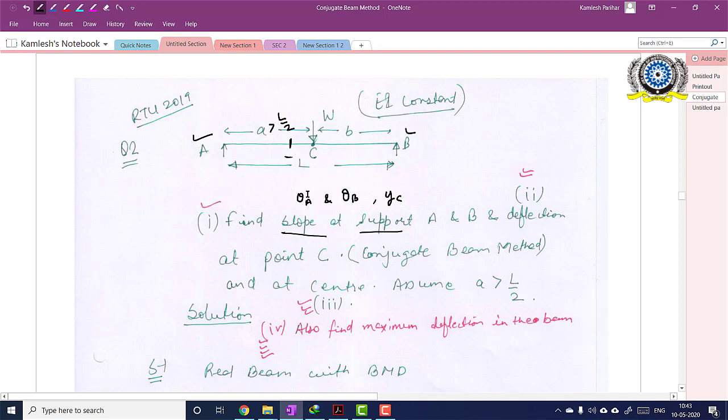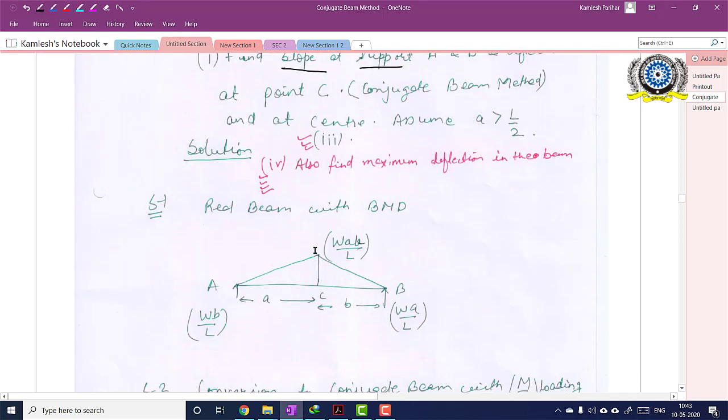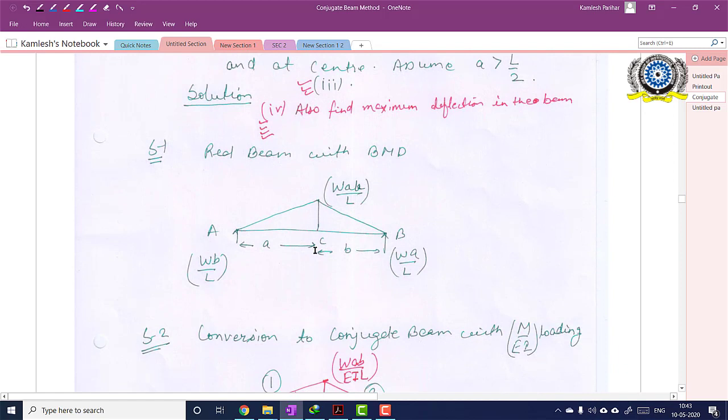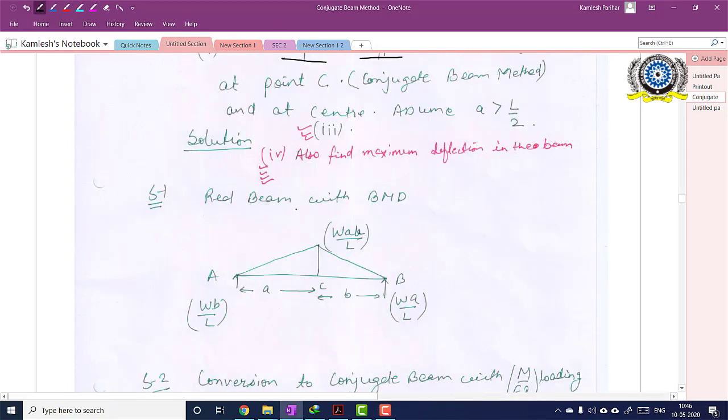Okay, so let's start. As you all know, in the conjugate beam method, first of all we have to solve the real beam and draw its bending moment diagram, and then I will load the conjugate beam with the M upon EI diagram of the real beam. So this is the bending moment diagram of the real beam. Okay, so this is the triangular shape.